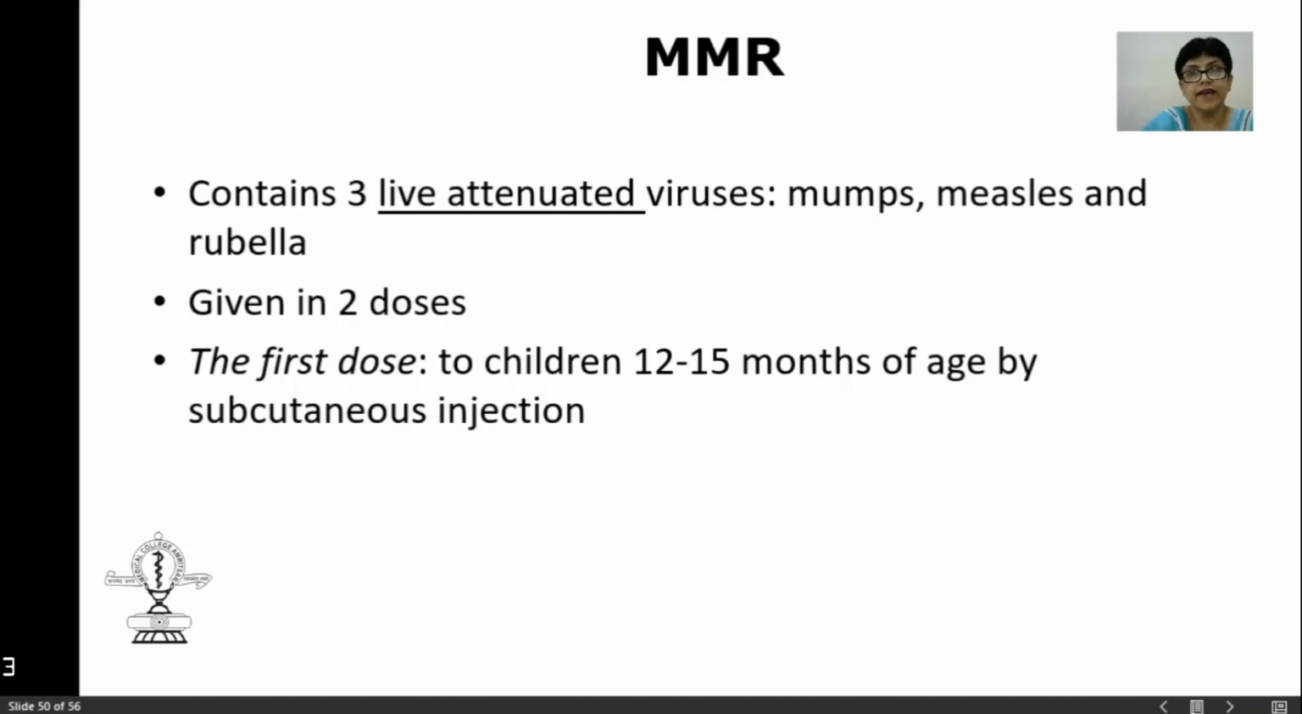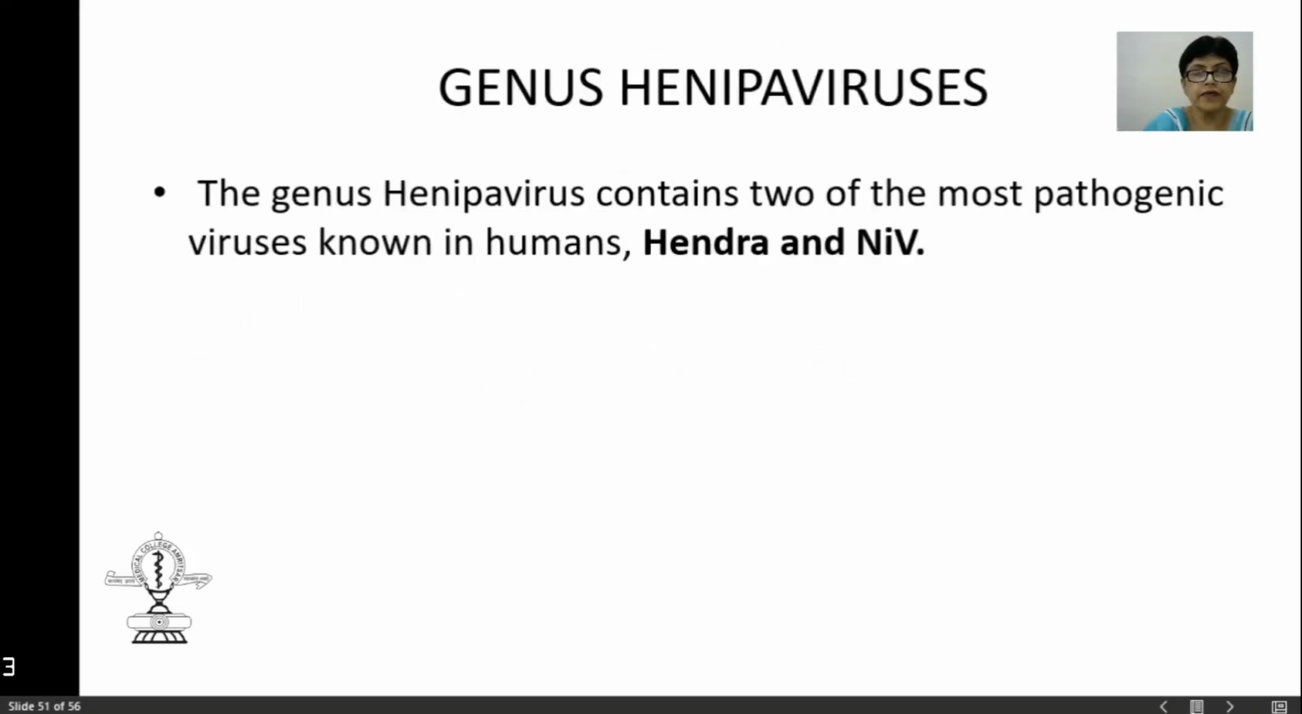MMR takes care of all three conditions: mumps, measles, and rubella. This is given in 2 doses. The first dose is given to children at 12 to 15 months of age, and the second can be given as a booster later.